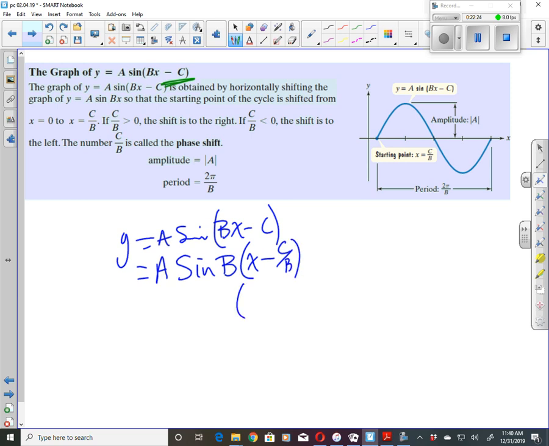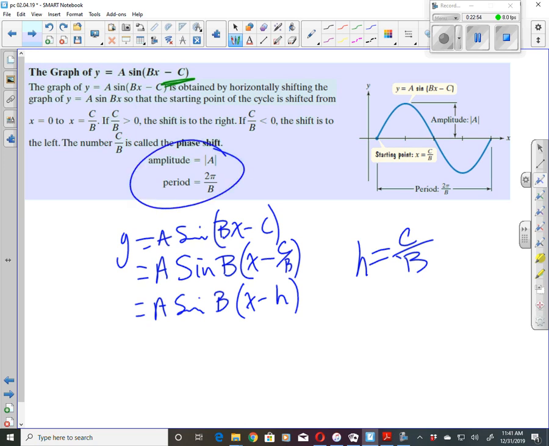Or x minus h. So in this case, we know our h, our horizontal shift, is equal to c over b. And remember, it's doing exactly the opposite of what it feels like it's doing. The negative c over b or the negative h tells you we're shifting right, and we're including our amplitude and our period change with this.